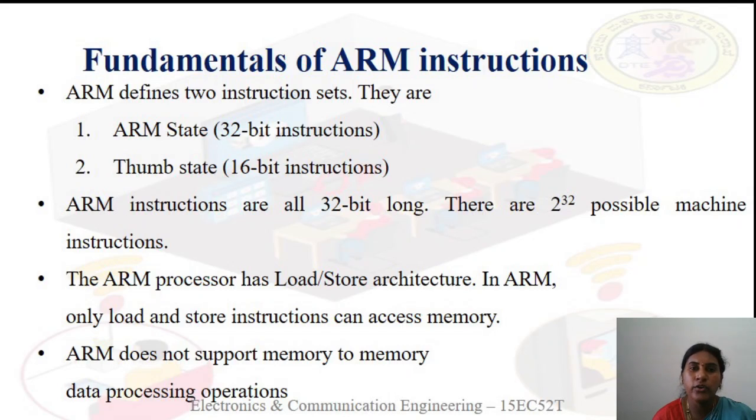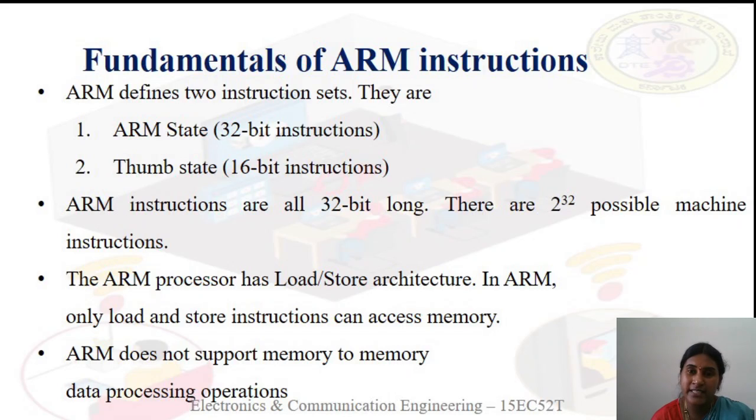Before going on to the ARM instructions, first we will see the fundamentals of ARM instructions. The ARM is a 32-bit processor, you know that. Our ARM mainly defines two instruction sets. The first is the ARM state, which supports 32-bit instructions, and the second is the Thumb state, which supports 16-bit instructions.